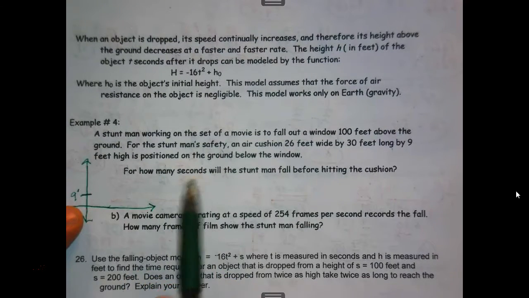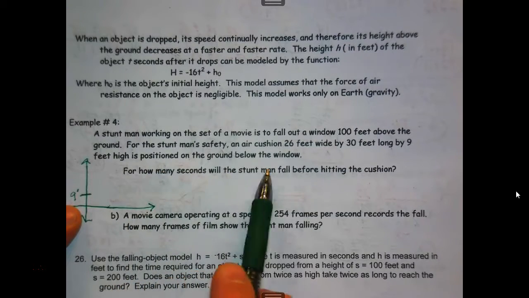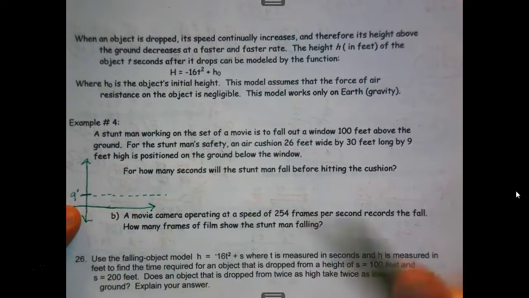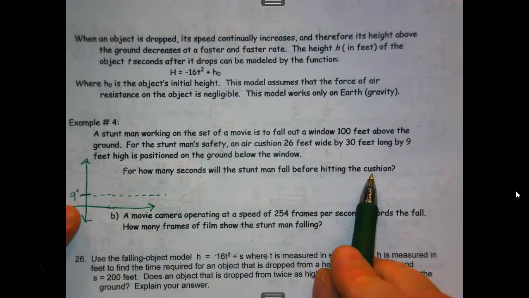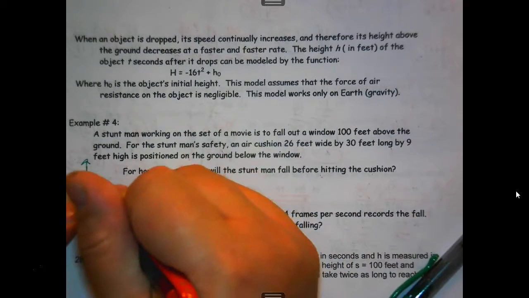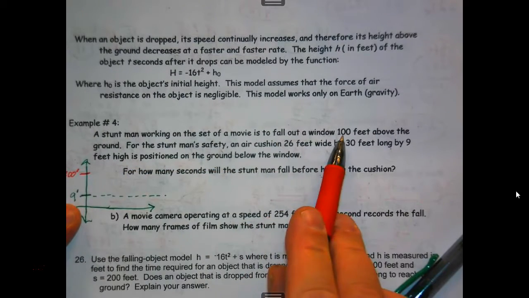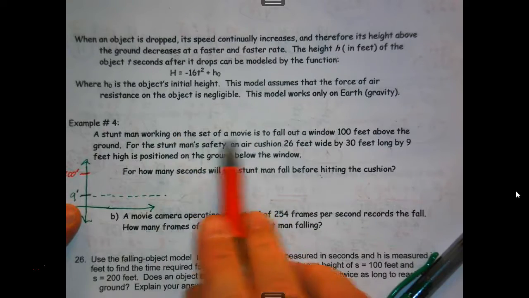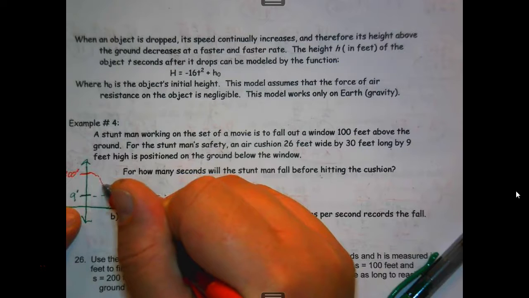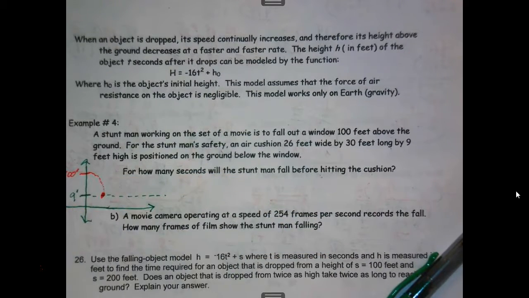All right, so for how many seconds will the stuntman fall until hitting the cushion? So he starts at an initial height of 100, right? It's my h of 0. This guy's going to fall, because he ate some THC. And we need to find this point.